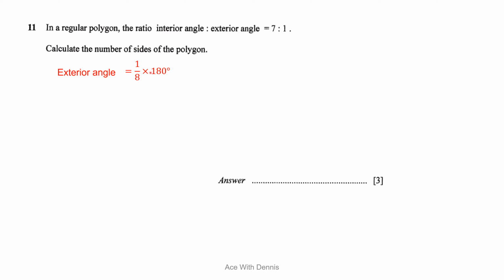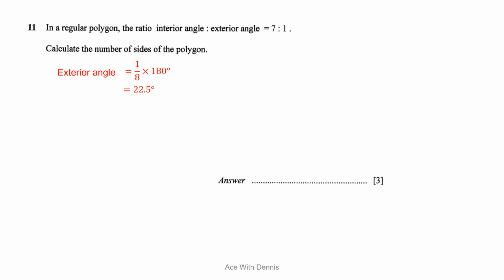And why is it 1/8? Look at the ratio here. Interior angle takes 7 parts and the exterior angle takes 1 part. So total is 8 parts. So exterior angle will be 1 part over the total of 8 parts. Okay, so when we calculate the value, it will be 22.5 degrees.